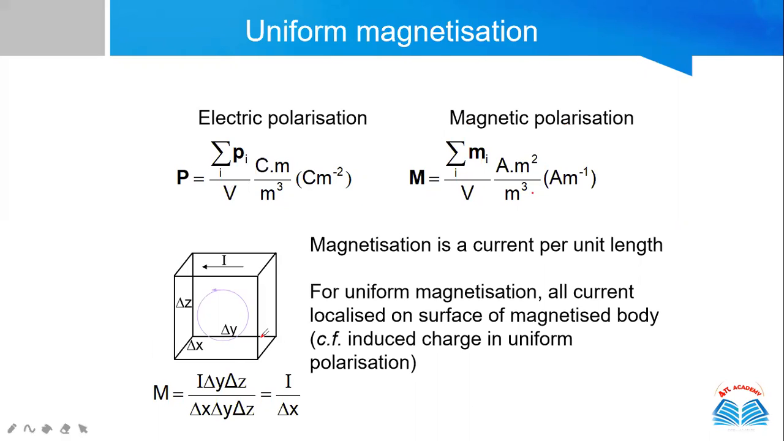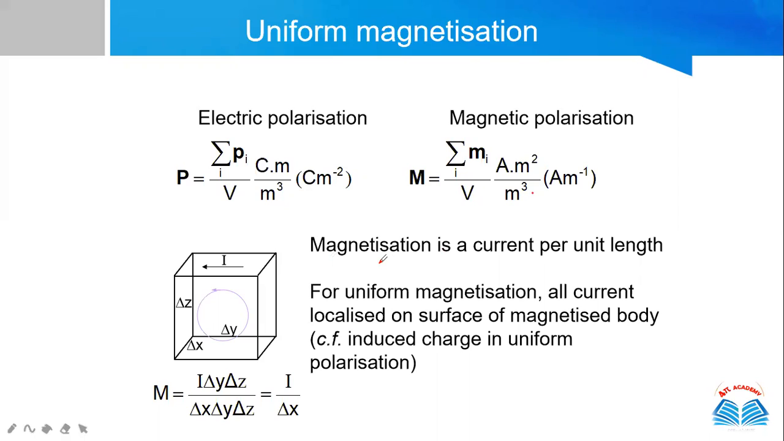There is a cube having some volume V and having sides delta x, delta y, and delta z. If we apply some current, then the magnetization will take place. So the magnetization is a current per unit length. I am telling all the definitions too. So magnetization is a current per unit length.